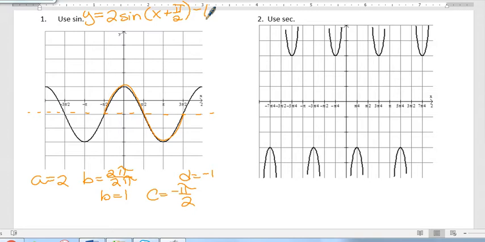Okay, moving on to problem number 2. We're looking to use secant. In order to get that, I first want to get my cosine curve in there. Remember, secant is the reciprocal of cosine. So first I'm going to get a couple of my asymptotes onto my graph. I'm just going to put a couple in there. I'm going to get the wave going to see what I need. So I'm looking to find that cosine graph.